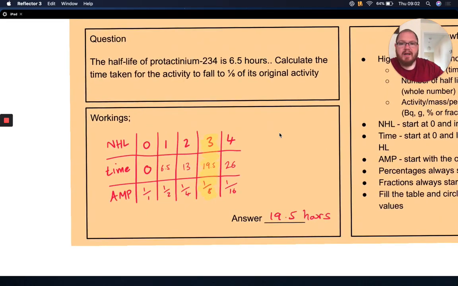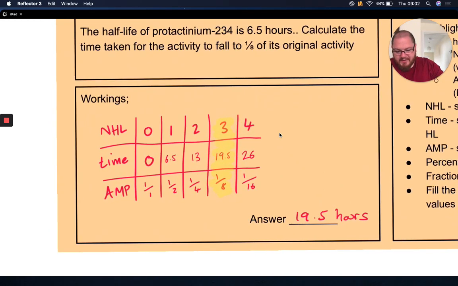And this is what I had. So I did my table, I put my zeros in, 1, 2, 3, 4. Okay, I didn't know how many we needed. My half-life, it tells me, of that protactinium, that's it, protactinium, isn't it? 6.5 hours. 6.5 plus 6.5 is 13, plus another 6.5 is 19.5, plus another 6.5 is 26. And then it needs to fall to an eighth.